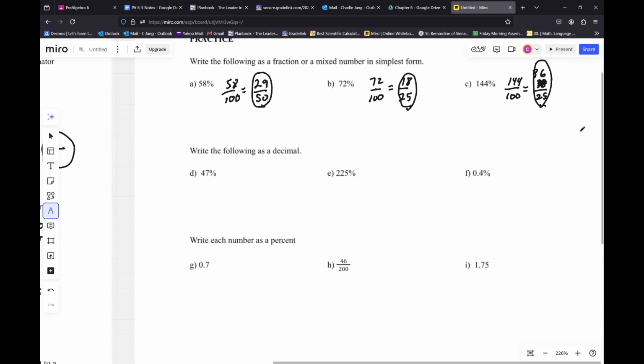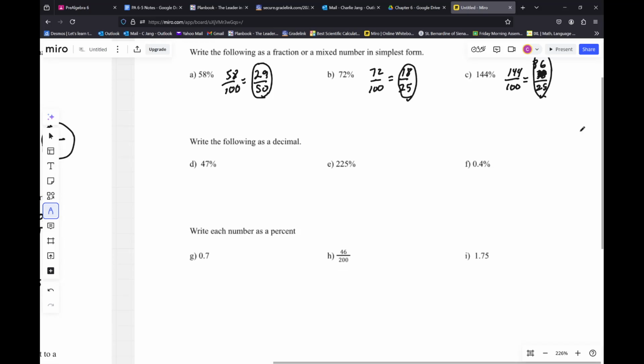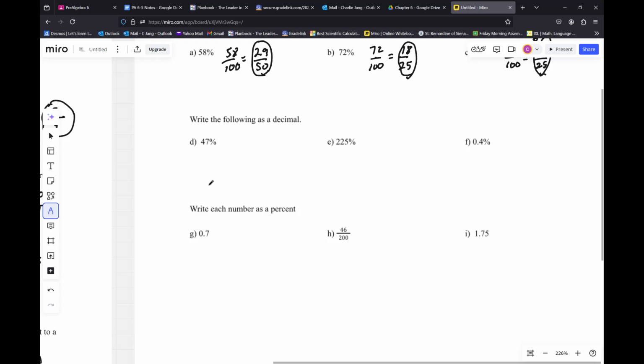Please make sure you understand how to convert from percent to fraction. We're going to convert to decimal. Remember, we're just moving percent to decimal. We're just moving the decimal point 2 spaces to the left. Okay, so this is going to be 47, right? Decimal place 1, 2. This is going to be 0.47. Okay, 225. This is going to be 1, 2. That is going to be 2.25. And lastly, this is good.